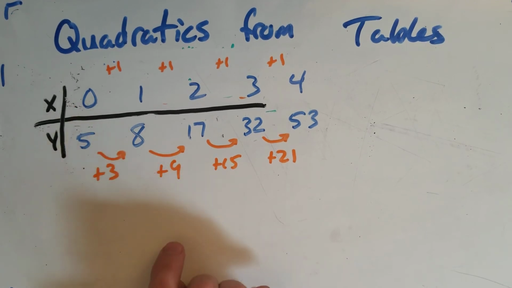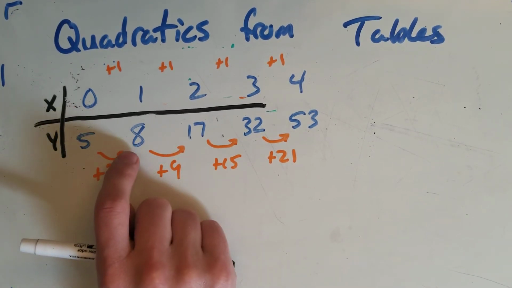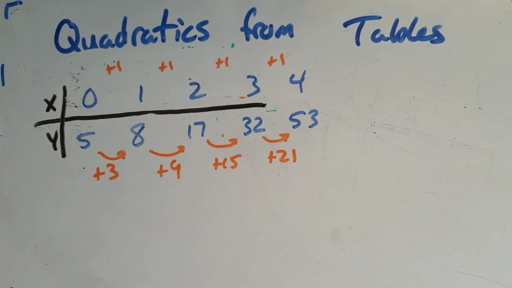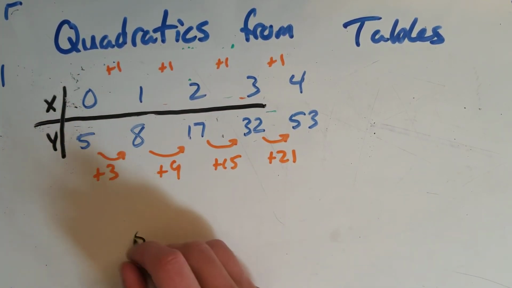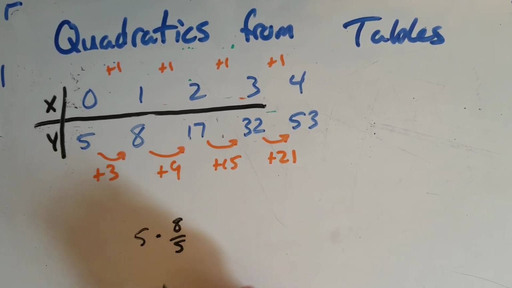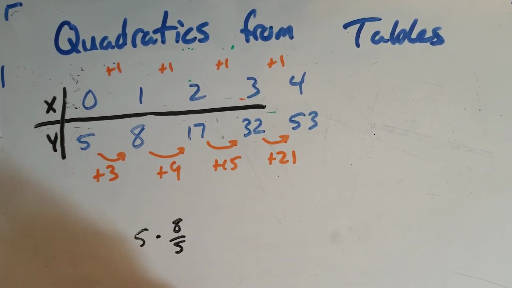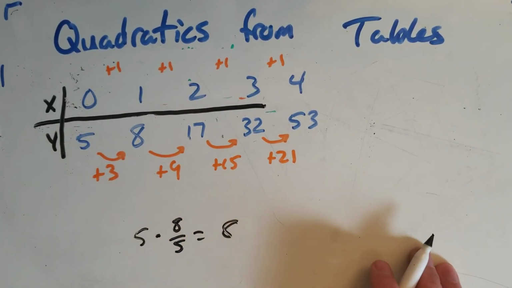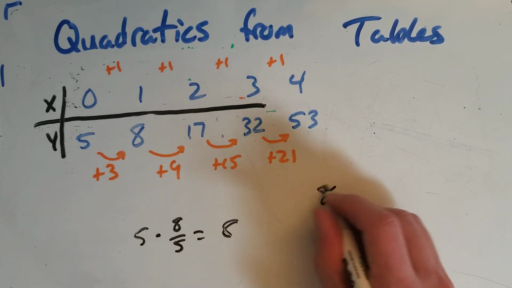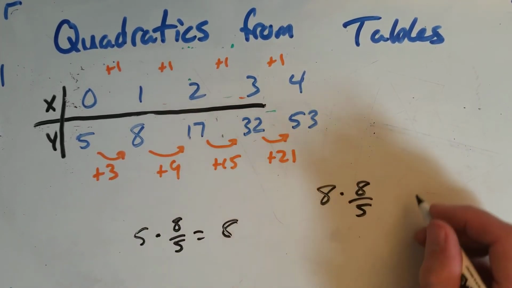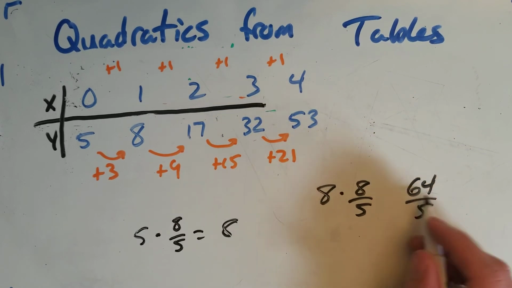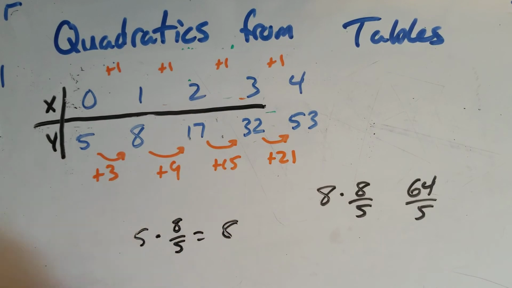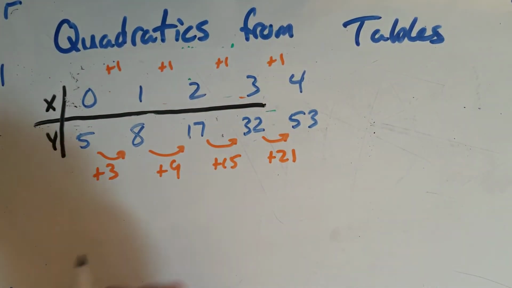So then what we can check is, do we multiply by the same thing to go from each output to the next? So to go from 5 to 8, you would do 5 times 8/5. So that means we have to multiply everything by 8/5 for there to be a pattern and be exponential. So let's do 8 times 8/5, which is 64/5, which does not equal 17. So therefore there is no pattern to make it an exponential.